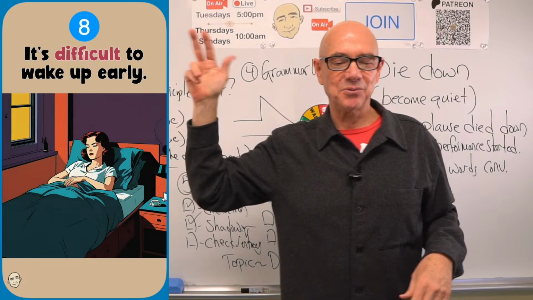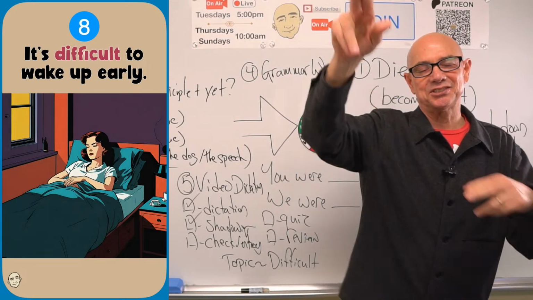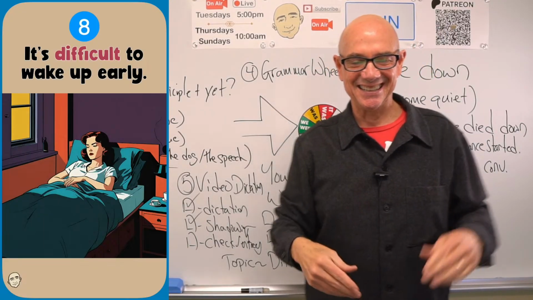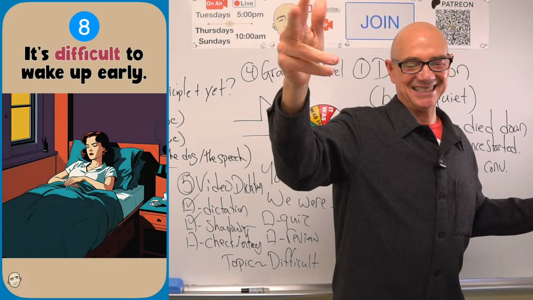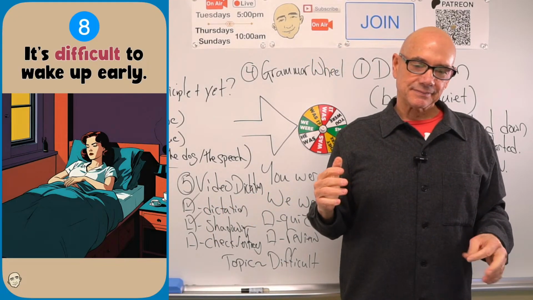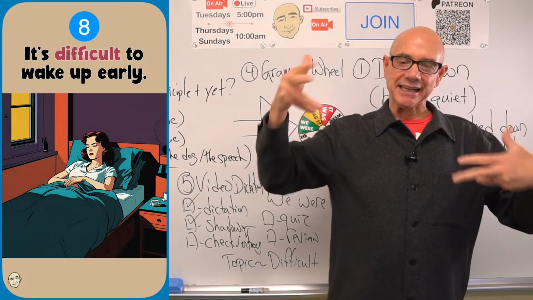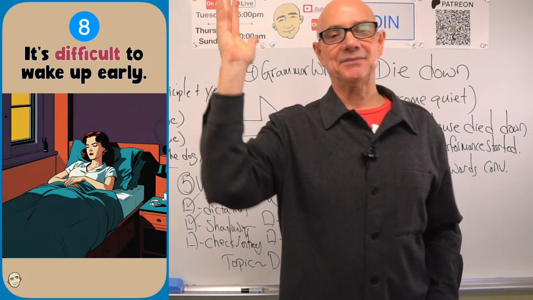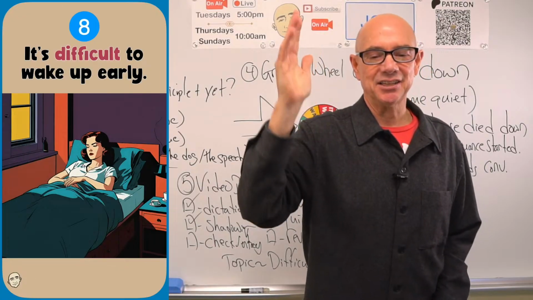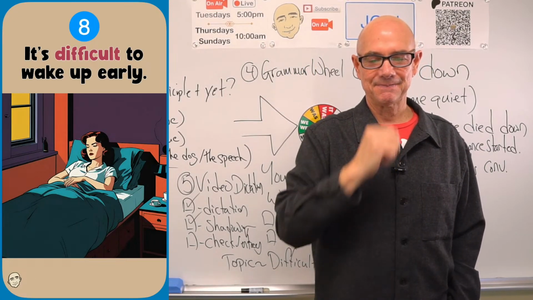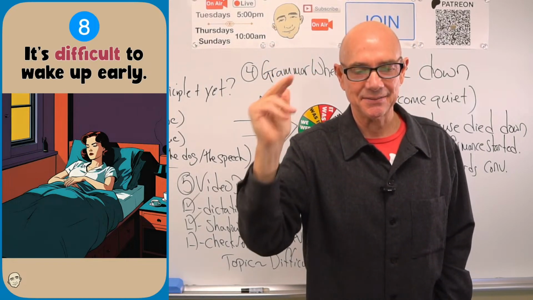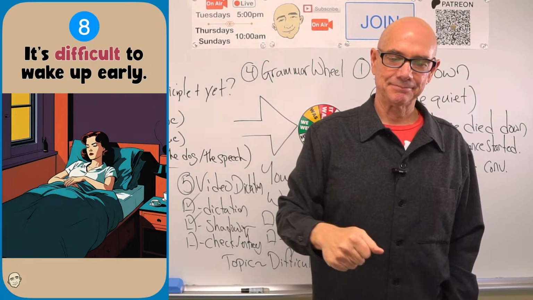It's difficult to wake up early. If you got it right, shoot some hearts. Helga got it. There are 8 puppies. Katie got it. Nice. All right, it takes practice waking up early. At first, it's difficult, right? Waking up early, it takes time to get used to it, right? Everything is difficult at the beginning.